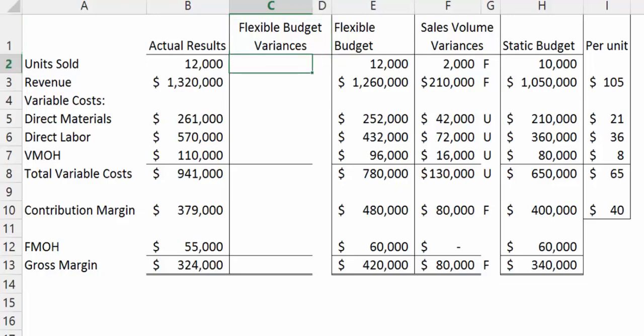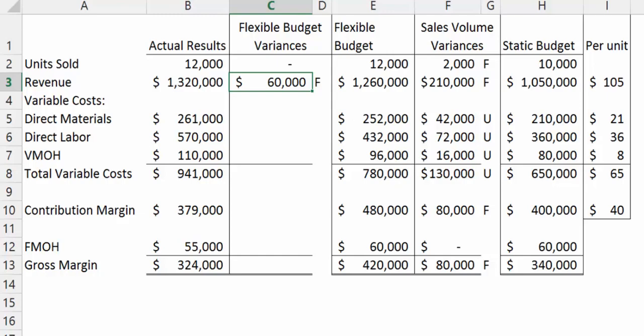Now, for the flex budget variances, we're going to take the difference between the flex budget and the actual results. And of course, there will never be a difference in the number of units sold because the flex budget has been adjusted to the actual number of units sold. However, there can be a difference between the revenues. This is a flex budget revenue variance, or sometimes called a flex budget price variance, because the only way you can have a difference on this row is if you sold your units for an average price that is different than the budgeted average price.